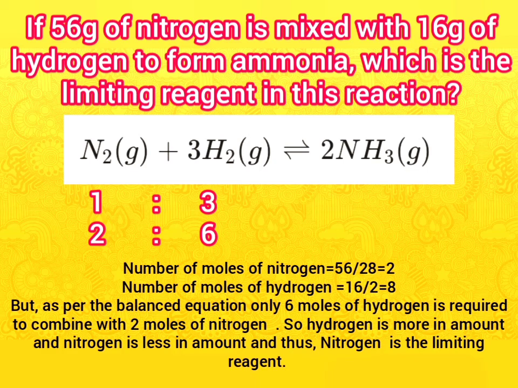We know that only 6 moles of hydrogen is required to completely react with 2 moles of nitrogen. But in this case, the number of moles of hydrogen is 8 and the number of moles of nitrogen is 2. This means that hydrogen is more in amount and nitrogen is less in amount, and thus nitrogen is the limiting reagent in this question.